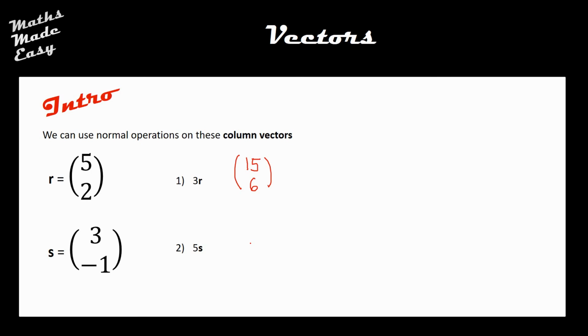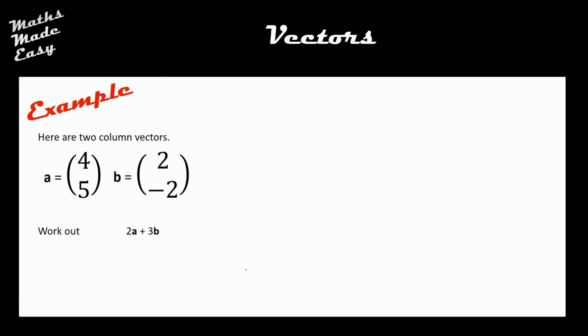Down here in example number 2, I've got a column vector S, which is 3, minus 1, and I'm going to want 5 lots of it. So 5 lots of 3 gives me 15 again, and 5 lots of minus 1 gives me minus 5, and that creates my column vector for this one.